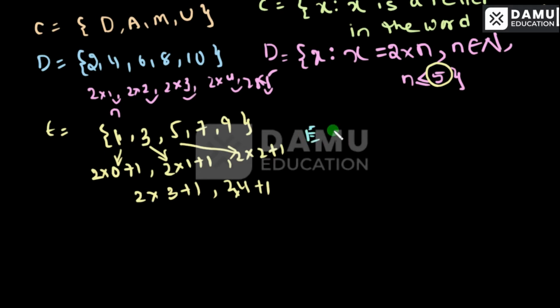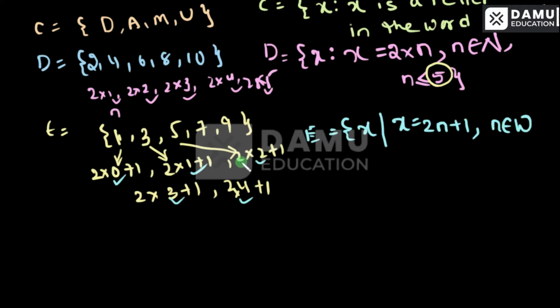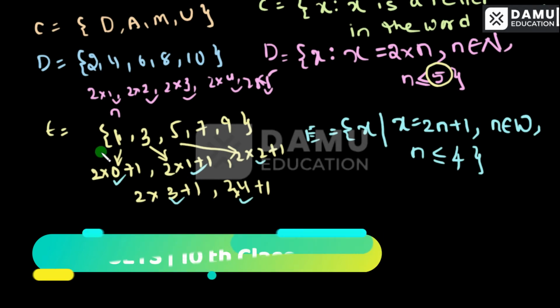Let's write A will be equal to, open the set, for all x we can write such that, like this also, a vertical bar, x such that x will be equal to 2n plus 1. n starts from 0, 1, 2, 3, 4 like that, n such that n belongs to whole numbers. n belongs to whole numbers, it does not start from 1, it starts from 0. So n belongs to whole numbers, then n less than or equal to 4. So this is the way to write set builder form.